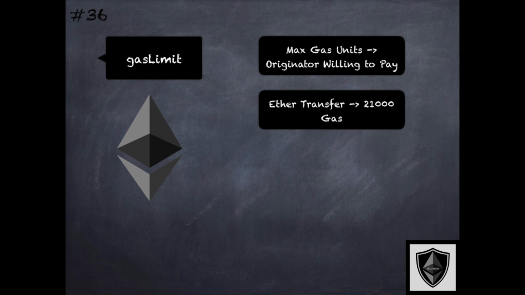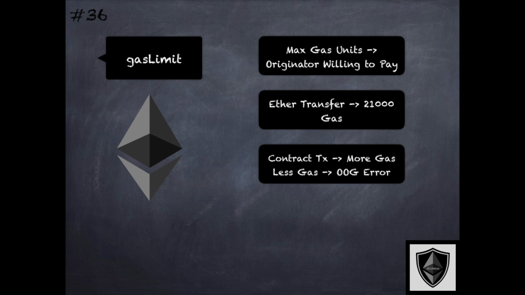But if it is a transaction that is targeting a particular contract, a particular function of the contract, then that requires more gas. And if sufficient gas in the form of gas limit is not set for the transaction, if less than what is required is sent as part of the transaction, then it results in what is known as an out of gas error or exception, and that transaction fails.